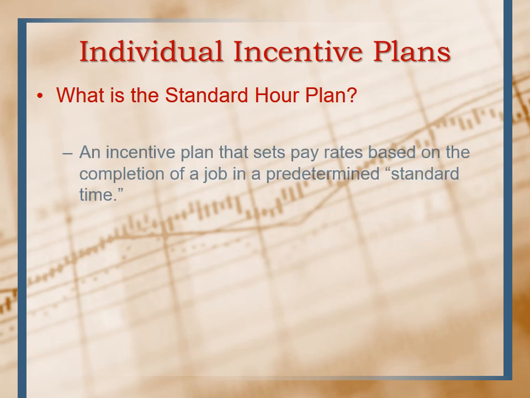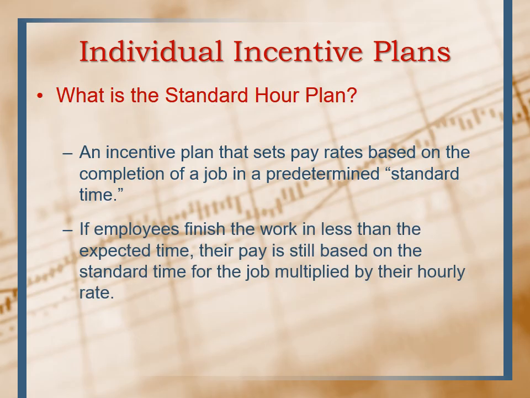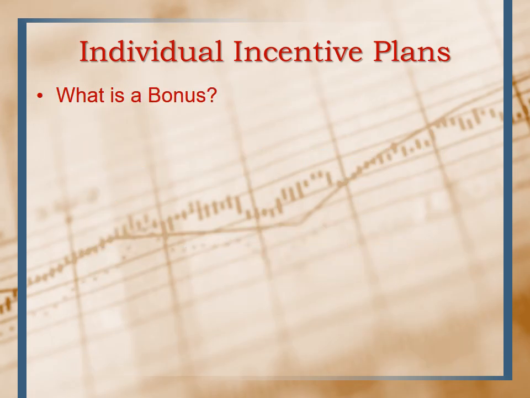The standard hour plan is an incentive plan that sets pay rates based on the completion of a job in a predetermined standard time of how much should be produced an hour. If employees finish the work in less than the expected time, their pay is still based on the standard time for the job multiplied by the hourly rate.